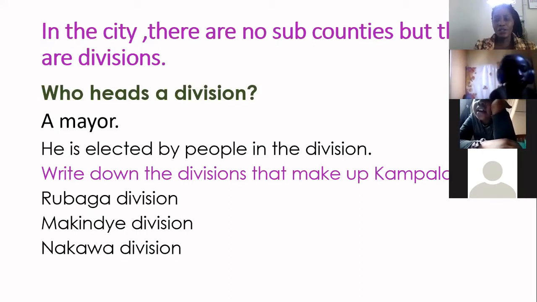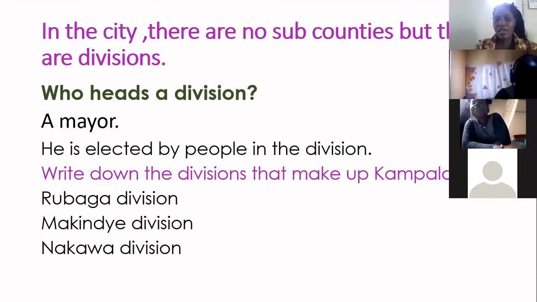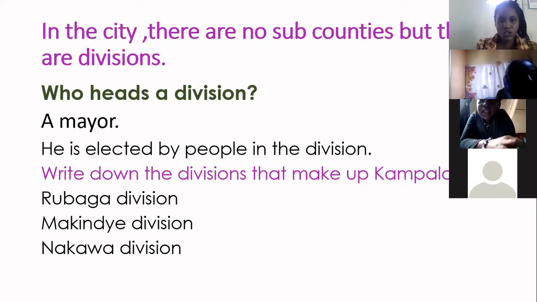So, as you see on the screen, my learners, we are saying in the city, there are no sub-counties. When we talk of sub-counties, we are talking about people who live in the rural areas. But those who are in urban areas have divisions. So don't get confused about sub-counties and divisions. They are the same, only that here in the city, we call them divisions.